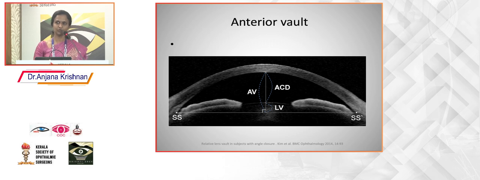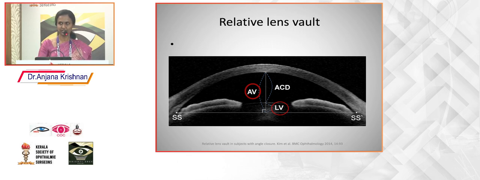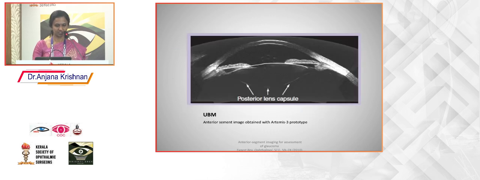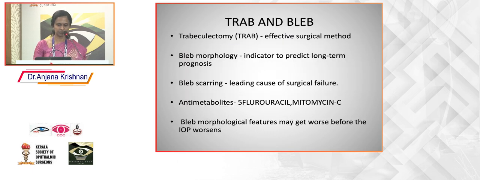So anterior vault is assessed, that is actually lens vault with anterior chamber depth, and the relative lens vault, which is the lens vault in relation to the anterior chamber depth. The relative lens vault will give a better idea of the chances of angle closure than the lens vault. This is a study of about 100 subjects, and you can see that both the lens vault and relative lens vault are more in PAC eyes, but relative lens vault is supposed to be more reliable than the lens vault assessment. And as already mentioned, the UBM alone gives the detailed evaluation of the lens up to the posterior lens capsule, which is not possible with an ASOCT.